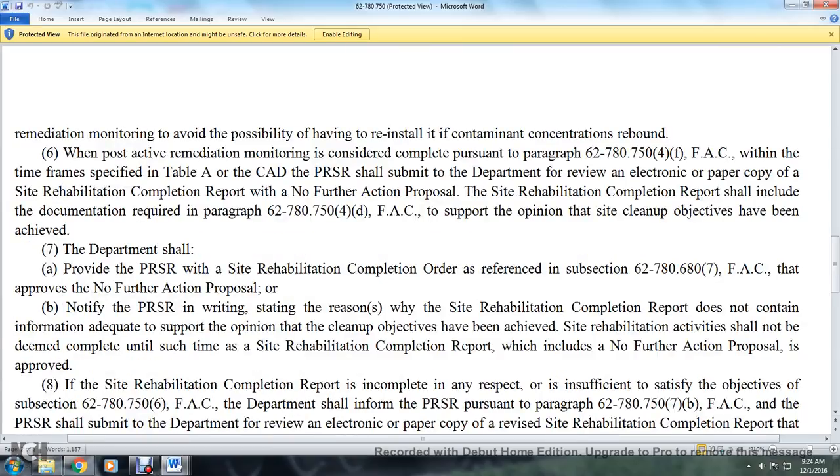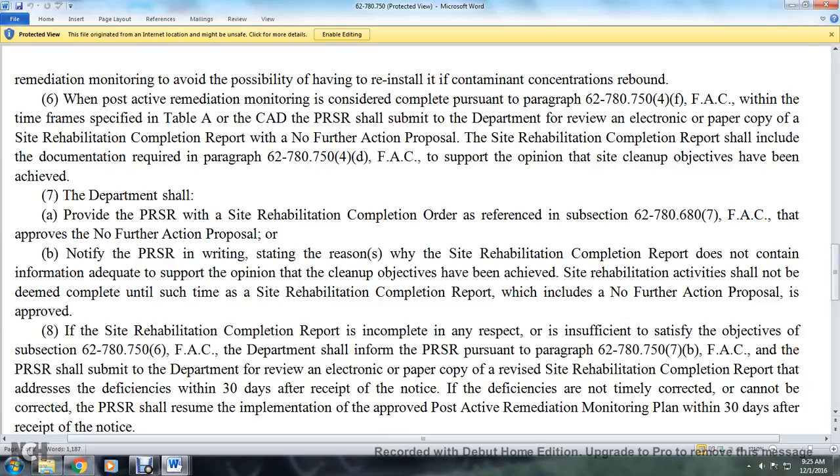When post-active remediation monitoring is considered complete pursuant to paragraph 62-780.754(1)(f), within the time frame specified in Table A of the cleanup agreement documentation, the person responsible for site rehabilitation shall submit to the Department for review an electronic or paper copy of the site rehabilitation completion report with a no further action proposal. The site rehabilitation completion report shall include the documentation required by paragraph 62-780.754(1)(d) to support the opinion that the site cleanup objectives have been achieved. The Department shall provide the person responsible for site rehabilitation with a site rehabilitation completion order, with reference to 62-780.687, Florida Administrative Code, that approves the no further action proposal.